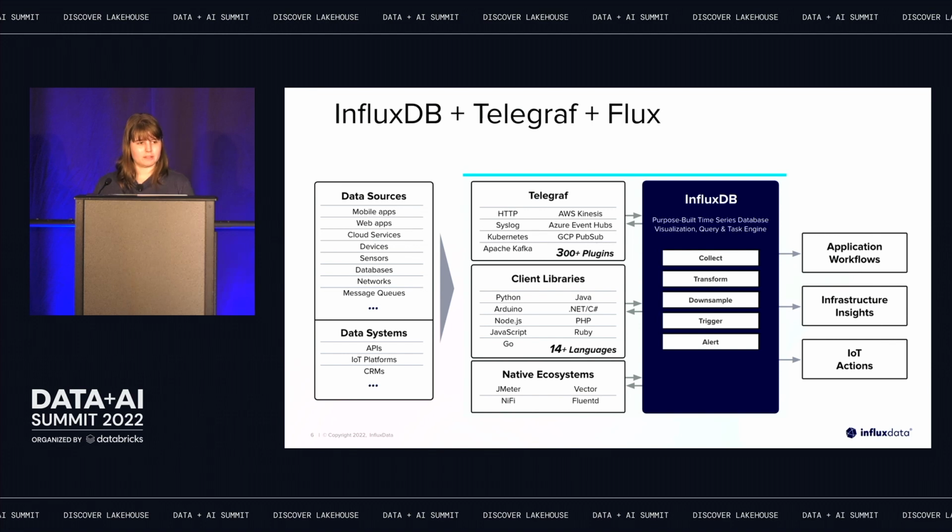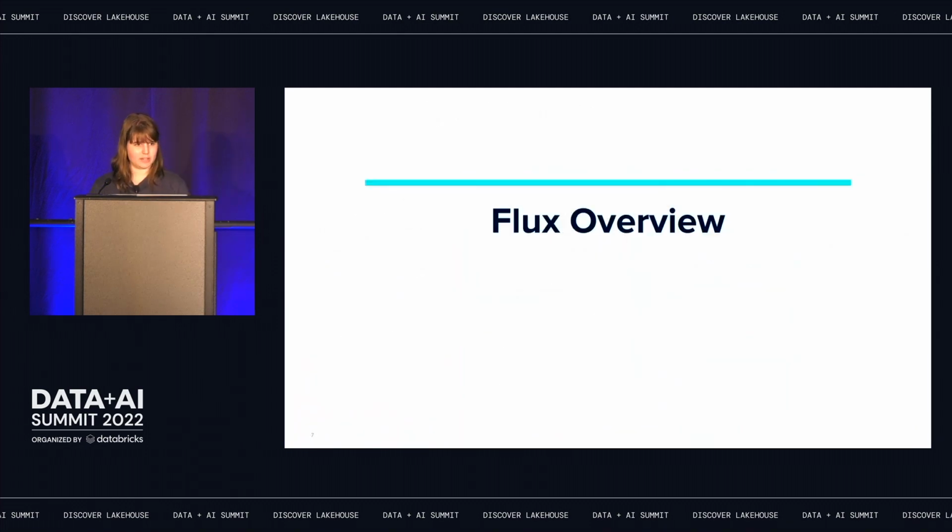Then the client libraries, which are basically packages that we've set up in all of these popular languages where you can just download it or run npm install and then run. It takes less than 10 lines of code and you can start writing to Influx. And then a few native ecosystems. Basically, all of this brings the data into InfluxDB. From there, you can store it, but you can also start to do things like transformations, triggers and alerts, and downsampling. And that's all core Flux capabilities, to be exact. Finally, all of this powers application workflows, infrastructure insights, and in general, IoT actions. So that was the very brief overview of Influx.